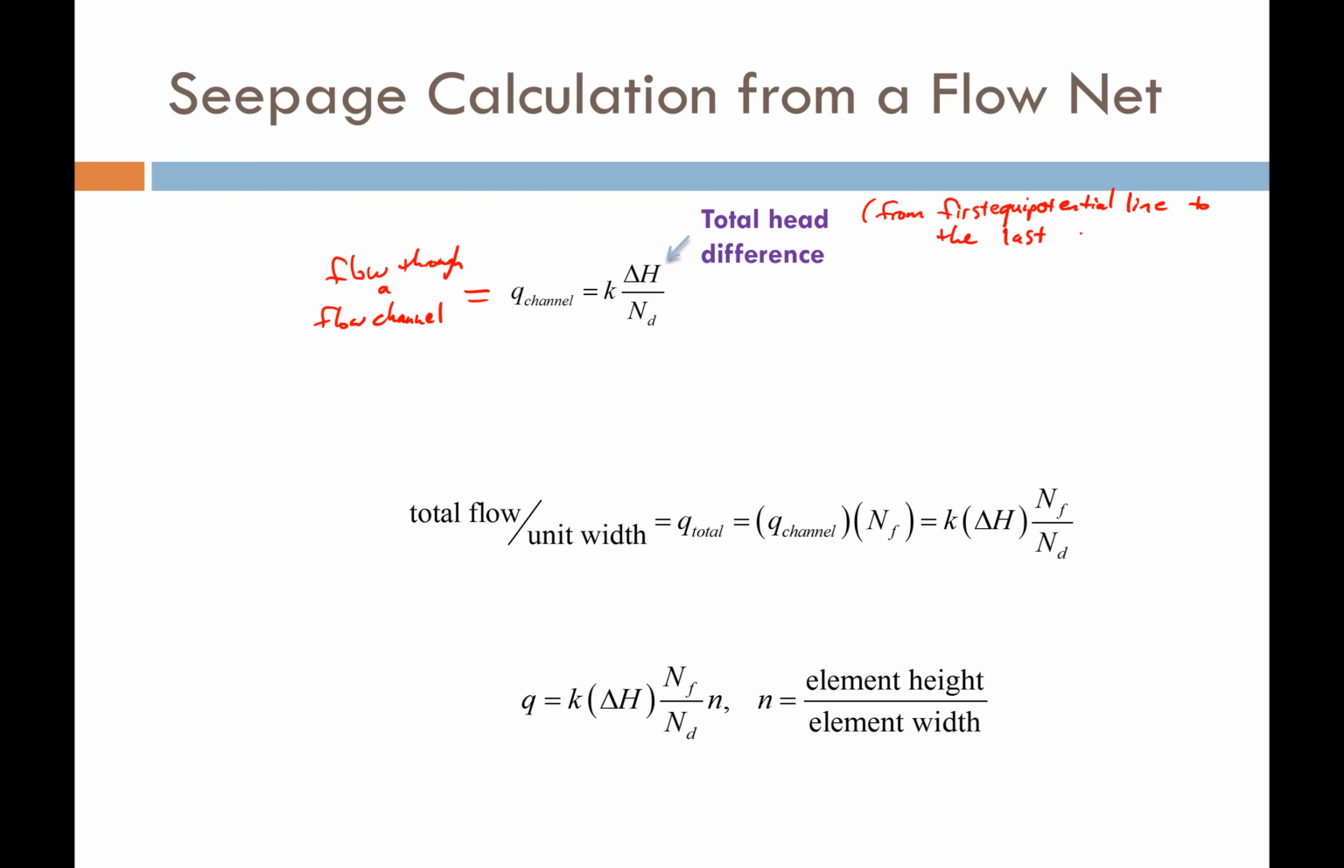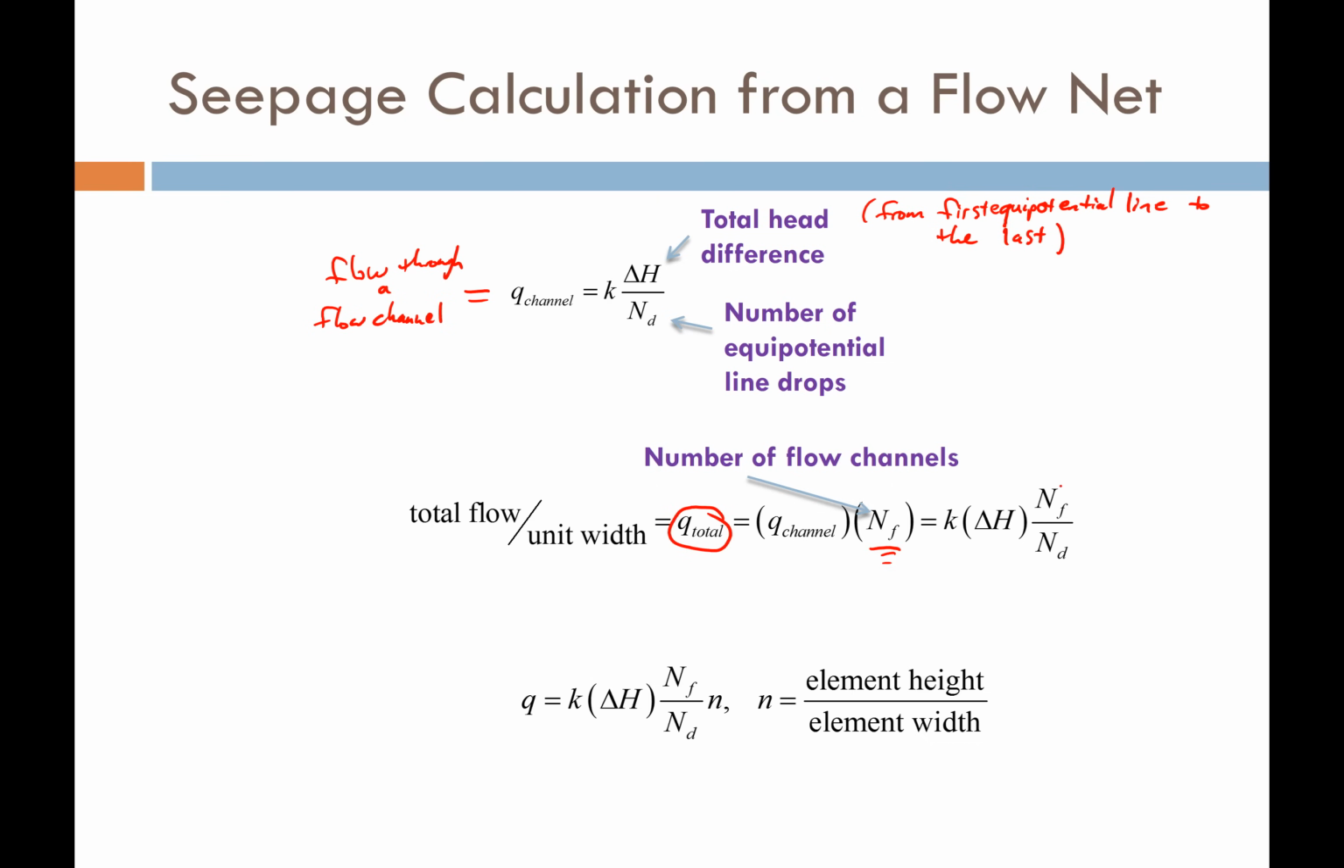So usually this is from ground surface upstream of your hydraulic structure to the ground surface downstream of your hydraulic structure. That's your total head difference. And then also divided by the number of equipotential line drops, or the number of drops that you had between the first and the last head drops. So that'll give you the flow through any channel. So then, to get the total flow, all I need to do is multiply the flow through one channel by the number of channels that I have on my flow net.